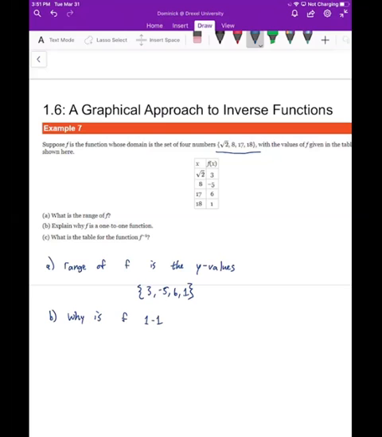Now we want to explain why f is 1-to-1. Well, look at our y values. Do any y values have 2 different x values? And of course the answer is no, so it's 1-to-1.